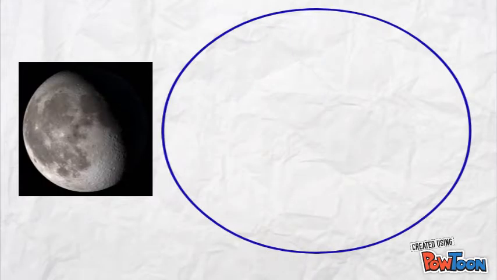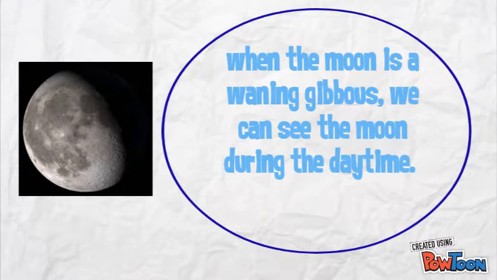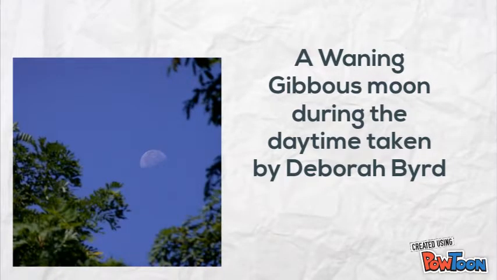Another phase of the 8 phases of the moon that we can see during the daytime is the waning gibbous. The waning gibbous is a moon, but it's not a full moon. It's a half of the moon that we can see during the daytime in the morning. Here we have a picture of a waning gibbous moon during the daytime taken by Deborah Bird. As you can see in the picture, the moon showing the half of it, not all of it, but the half, and in the morning, not in the night.